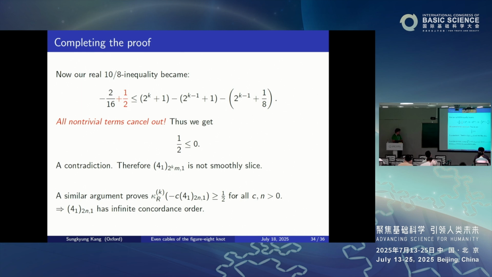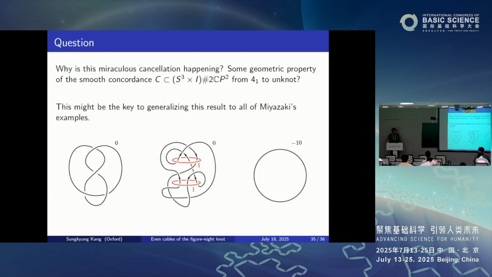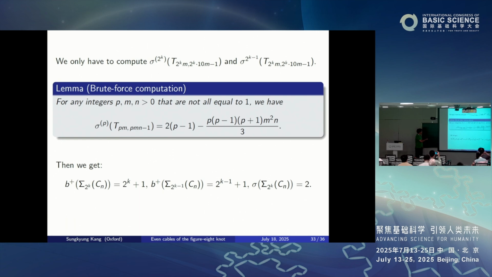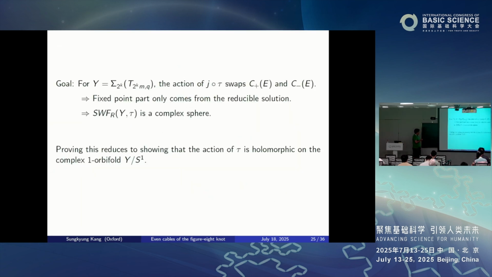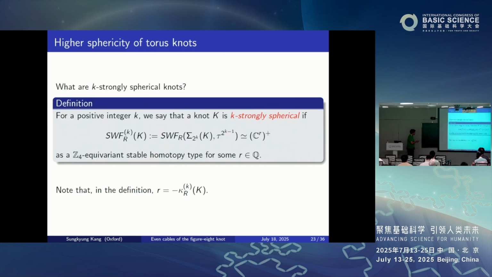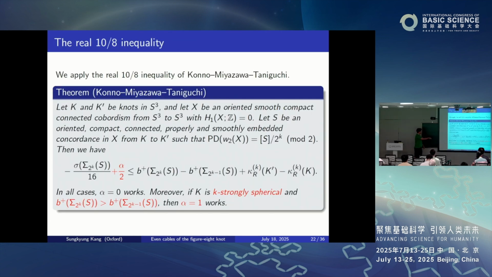And the story is basically done for figure eight. Okay, so let's end with some remarks. If you go back to this 10 over 8 inequality, where is it? Yeah, this 10 over 8 inequality, we had a lot of terms, and in general, we don't expect it to be exactly equal with no extra term.